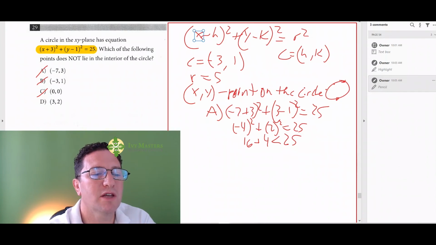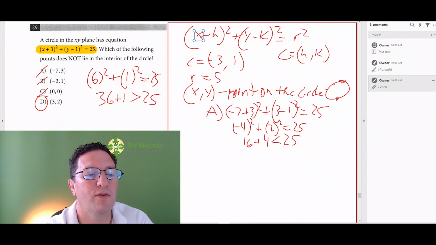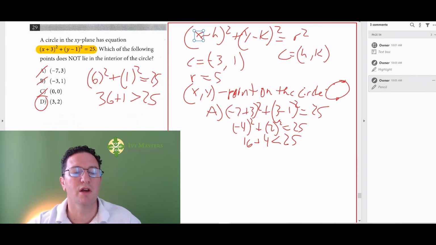is something that's greater than 25. So if I plug the 3 in there, I get 3 plus 3, which is 6 squared, plus 2 minus 1, which is 1 squared. And you get 36 plus 1, which is greater than 25. And that's why D is your answer. The others would be less than 25 if you plug them in.